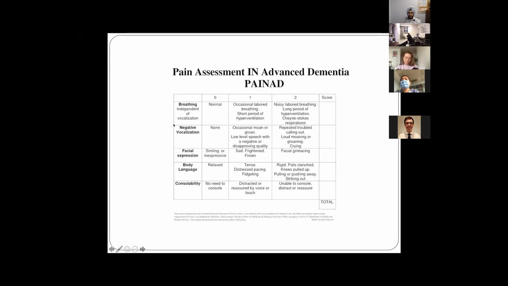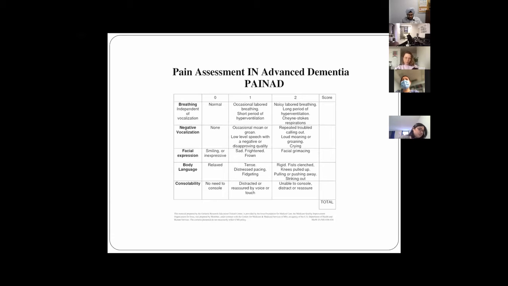Next slide. However, in advanced dementia, we have what we call the PAINAD scale, where we're really, for the most part, focused on nonverbal descriptors of the pain experience, whether it's the breathing pattern or the vocalization, the facial expression, the body language, and the consolability of the patient. So it's almost like an equivalent of the APGAR scoring in pediatrics, but not quite, because certainly we're not assessing pain using the APGAR scoring.